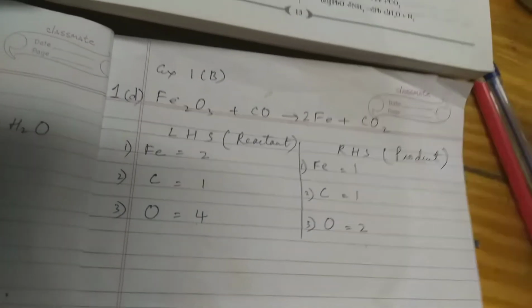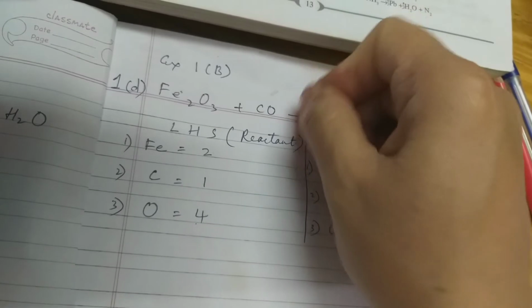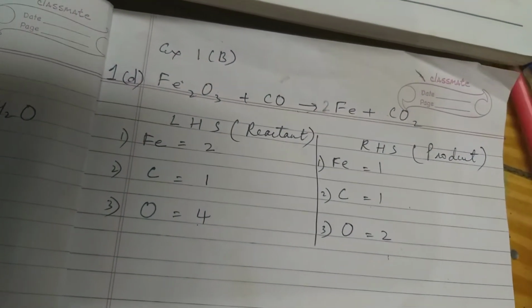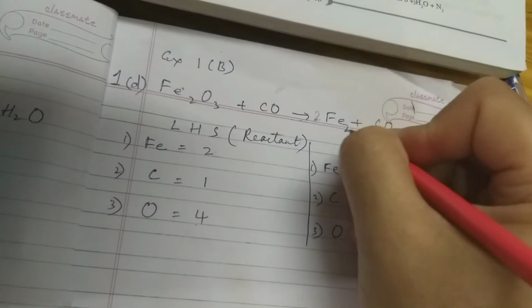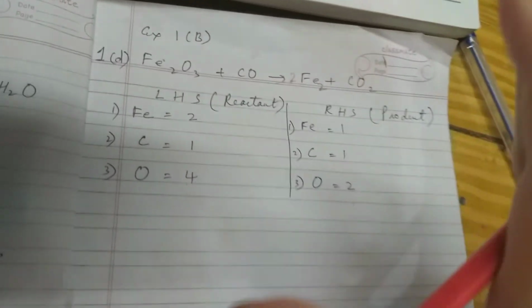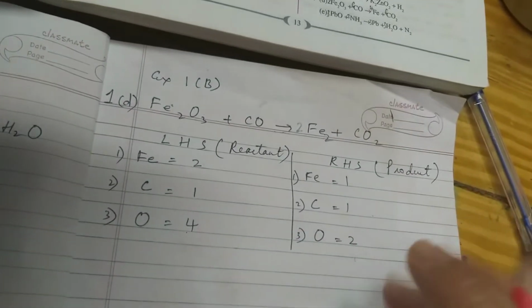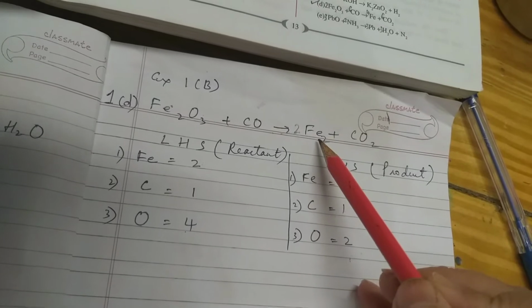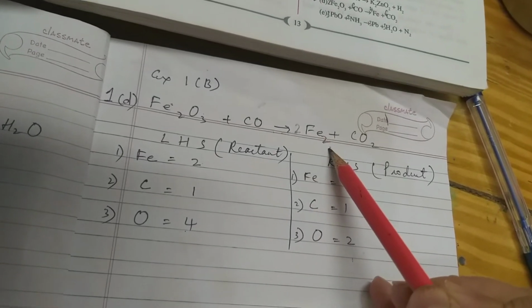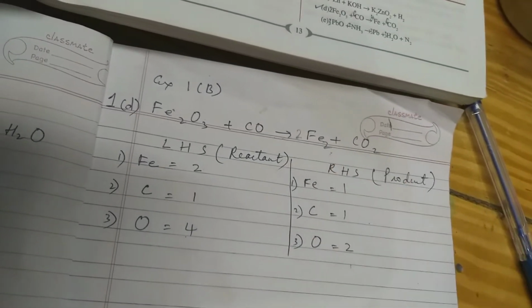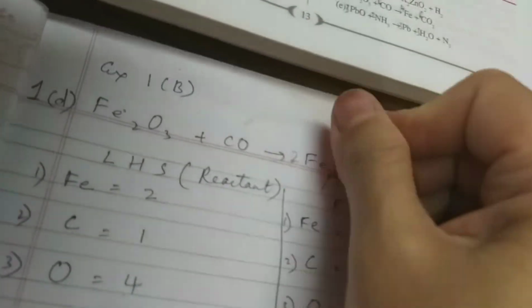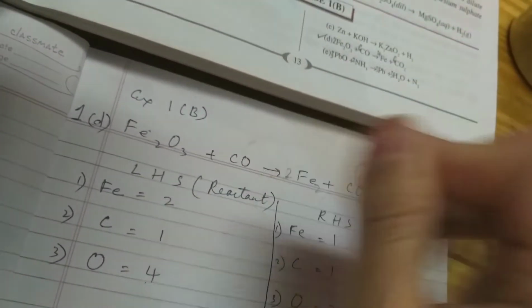Now, it doesn't mean that to balance this iron I can write a 2 here. No, that is wrong. When I do that, I change the composition of this iron. I make it into an iron molecule, which is not formed in the reaction. So I cannot write a 2 here.